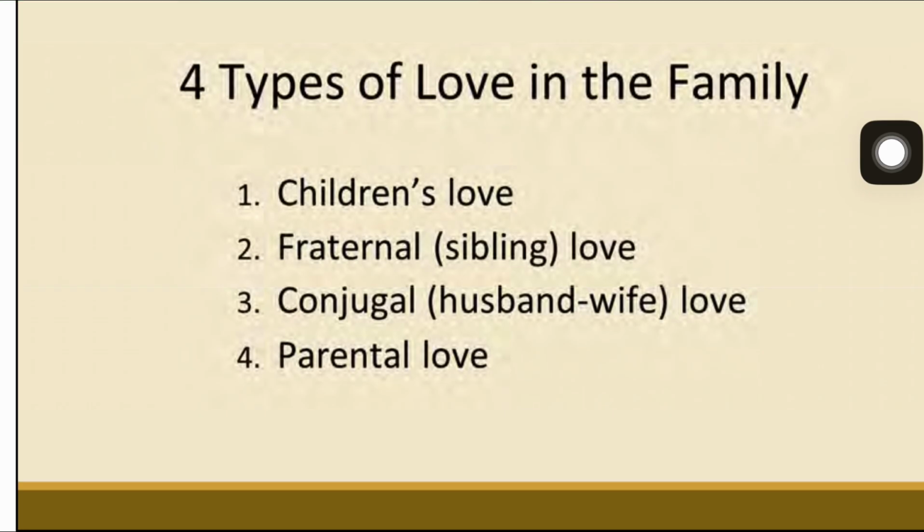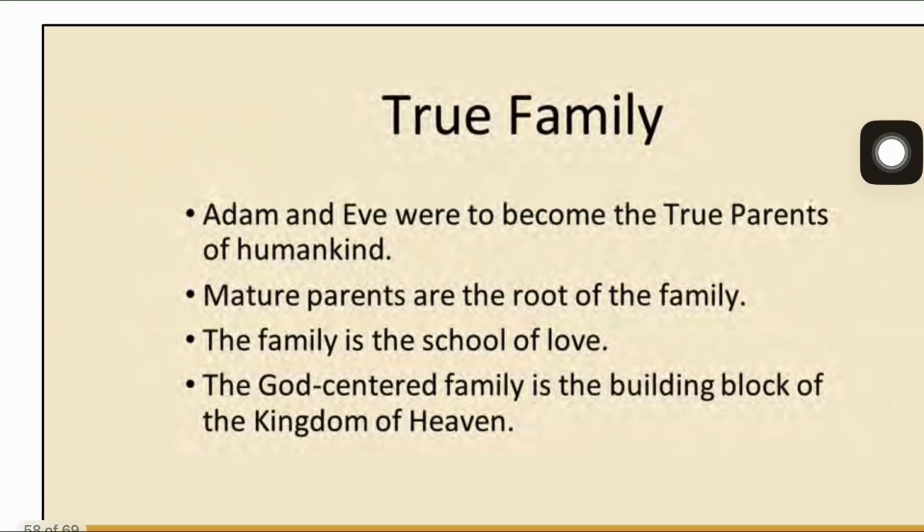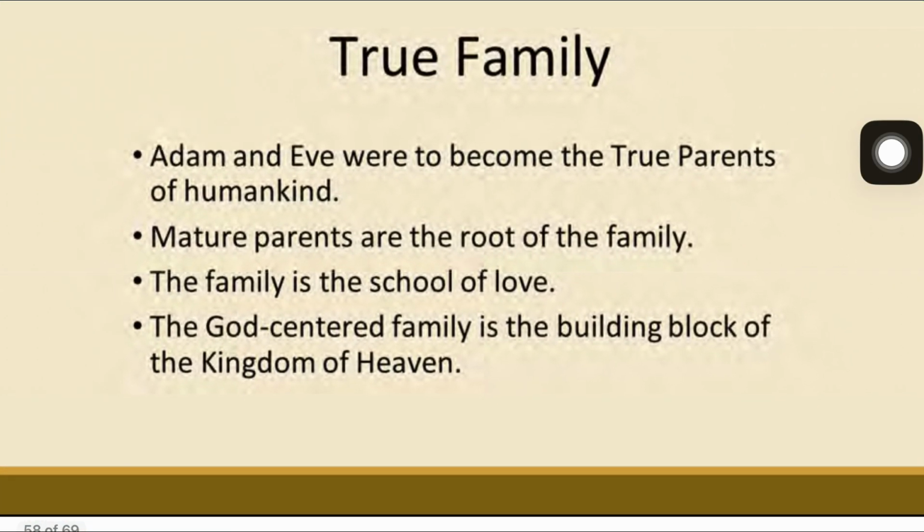So, kung ganito, God intended this one actually. God planned this one. It's in the Bible. God said that you have to multiply, meaning to create a family that can embody the love of God. And if we can fulfill this family, then God can be very, very happy. And true family means Adam and Eve were to become the true parents in a true family. Adam and Eve are supposed to become the true parents of humankind.